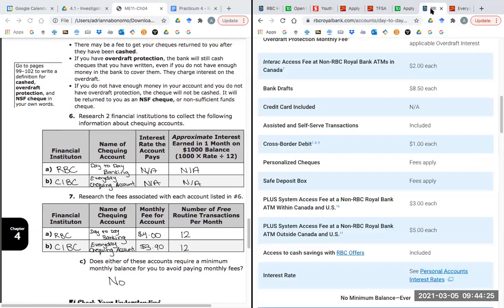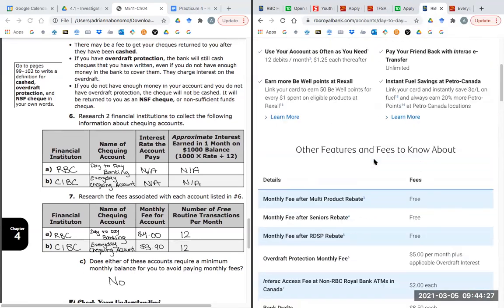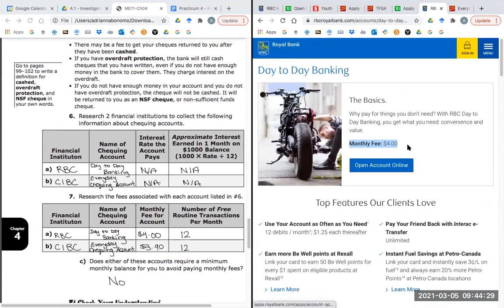Looking at the same RBC banking account, the monthly fee for this account means that every month, regardless of how many transactions you use or how many purchases you make, the bank will take $4 out of your account. You can think of it as the cost of opening up the account. They charge you $4 every month for having that account open.